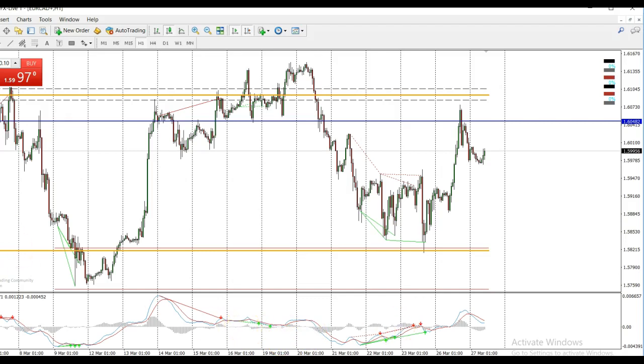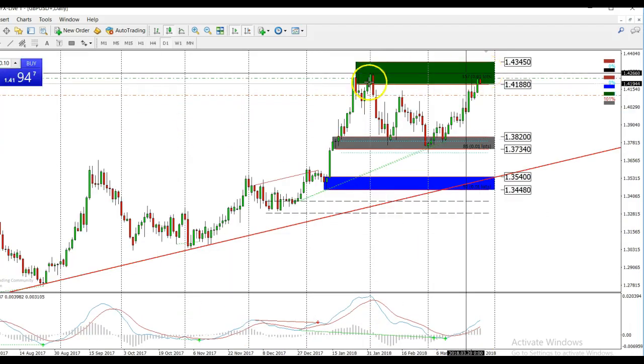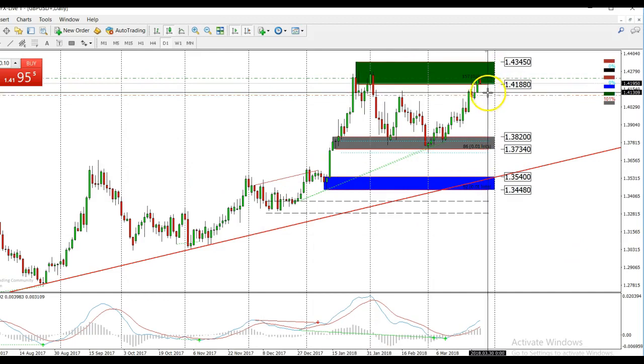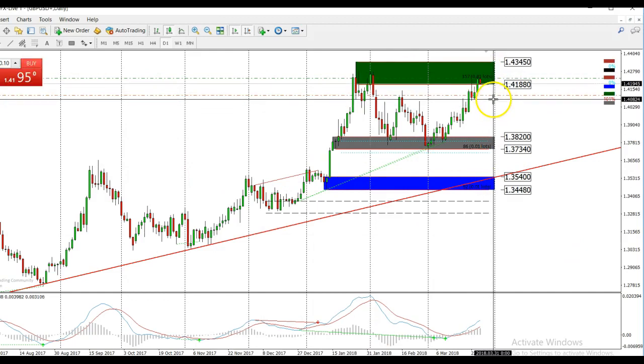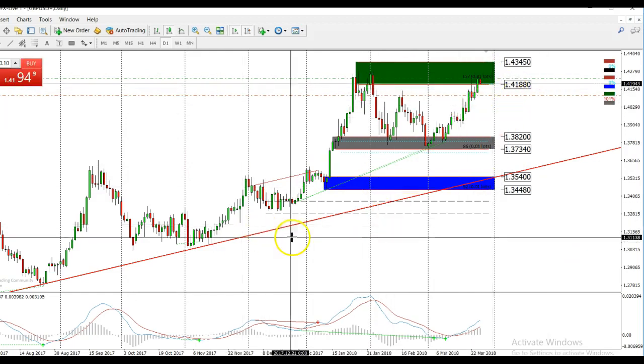You can see this British pound trade starting to pop down nicely.